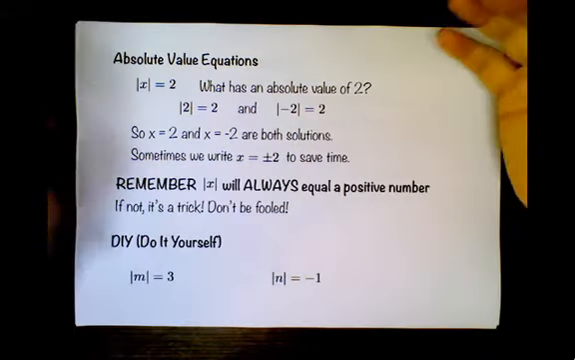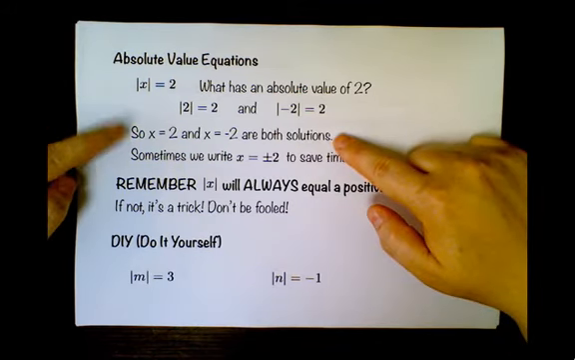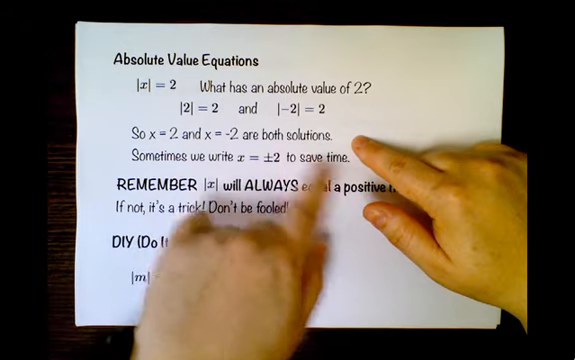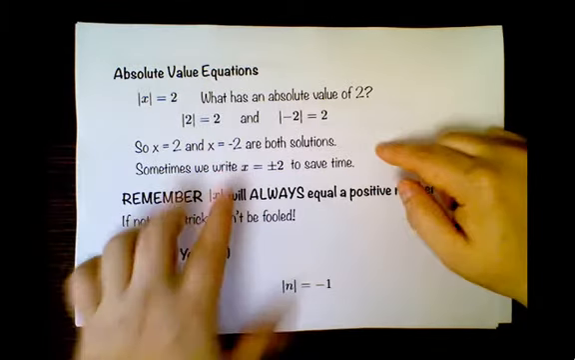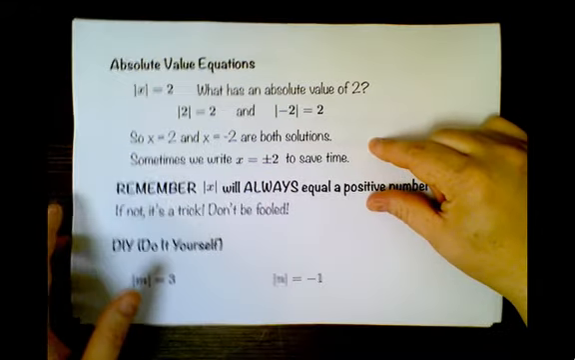So there are two solutions, and in fact, most absolute value problems have two solutions. There are very few exceptions to that, but let's just go with, if you've got an absolute value problem, expect to have two solutions. So in this case, x equals 2 and x equals negative 2 are both solutions. So sometimes we would write that as x equals plus or minus 2, just as kind of a shortcut.